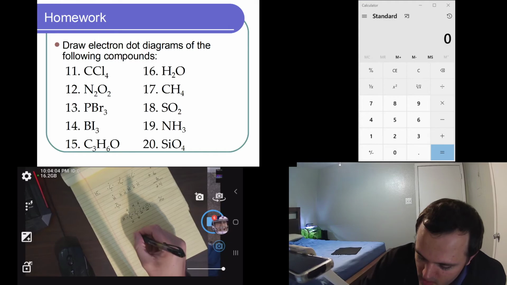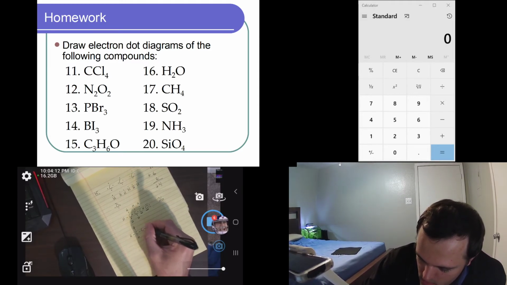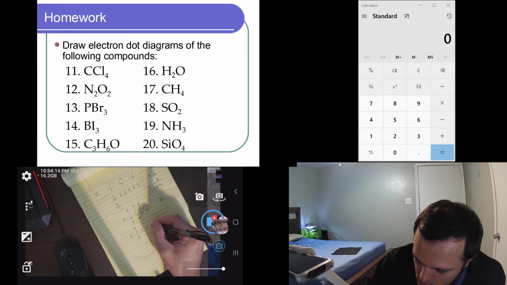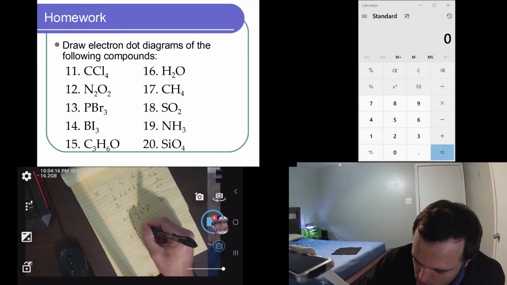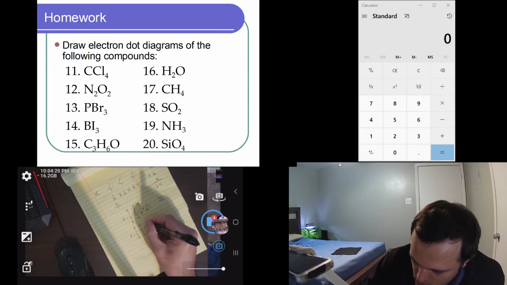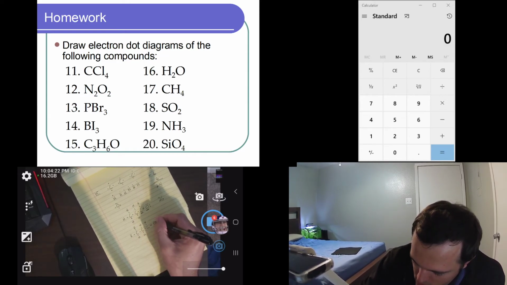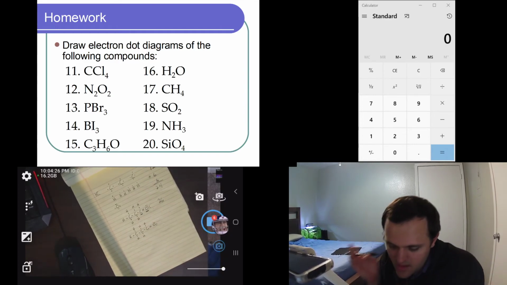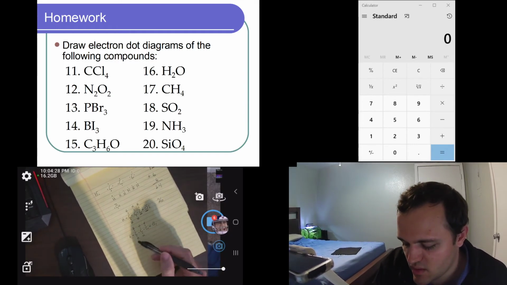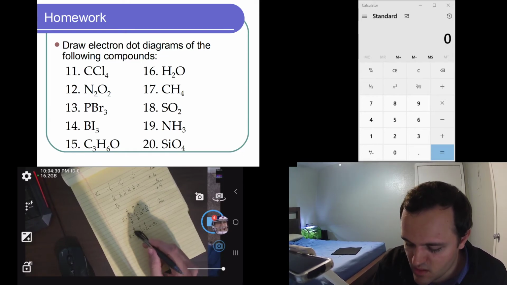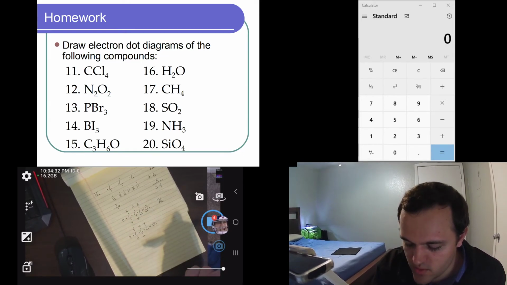So if we redrew this, and went back and counted again for each of these atoms. For our carbon here, we've got 2, 4, 6, 8, because it has 4 bonds and they're worth 2 each.